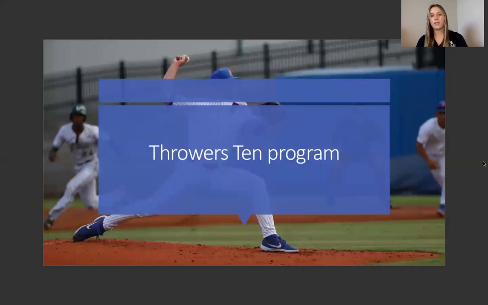The last set of exercises for phase 2 of rehab that I found is a program called Throwers 10. This program is mainly used for athletes who are recovering from a labral tear or really, honestly, any shoulder injury. It has 10 sets of exercises that are directed towards improving strength, endurance, and power of the muscles used during the throwing movement.